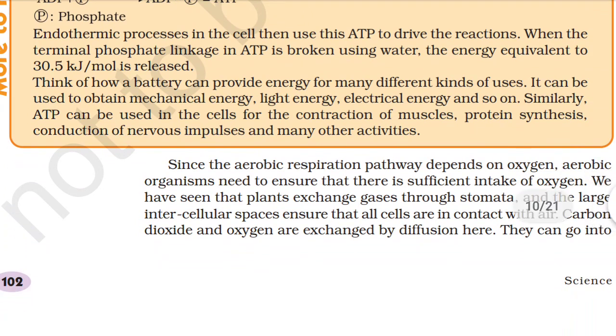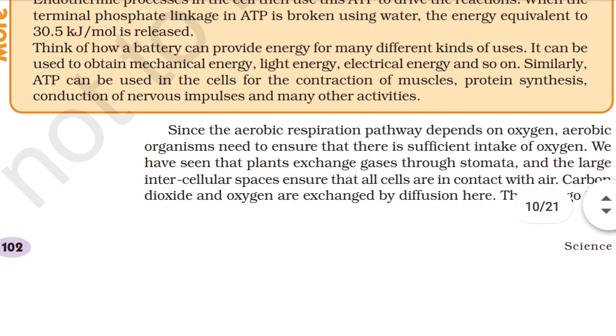Think of how a battery can provide energy for many different kinds of uses. It can be used to obtain mechanical energy, light energy, electrical energy, and so on. Similarly, ATP can be used in the cells for the contraction of muscles, protein synthesis, conduction of nervous impulses, and many other activities.